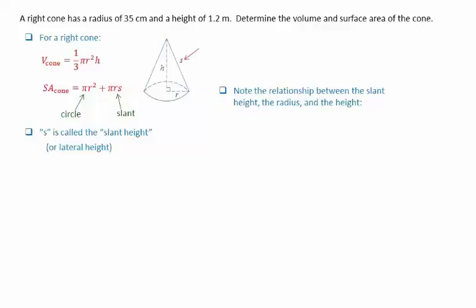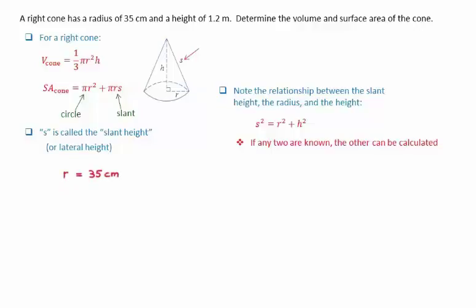Note the relationship between the slant height, the radius, and the height. The slant height is the hypotenuse of a right triangle where the radius and the height are the two legs. We can then say that s squared equals r squared plus h squared from Pythagorean theorem. If any two of the above are known, we can then calculate the other.